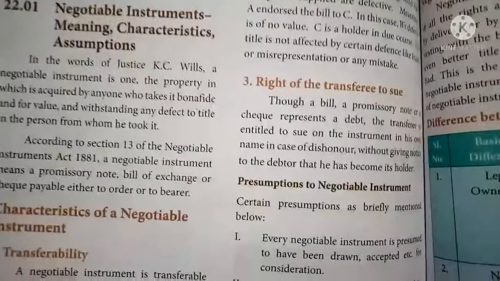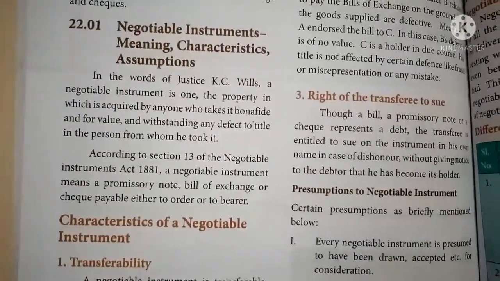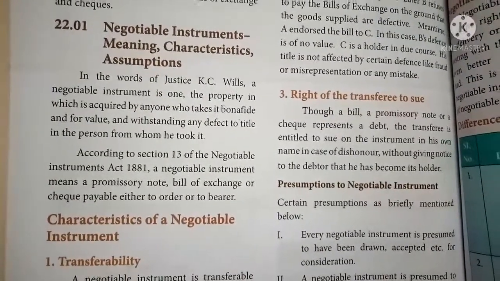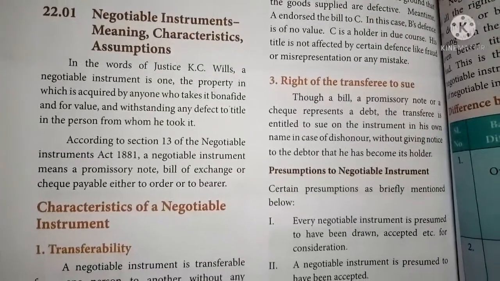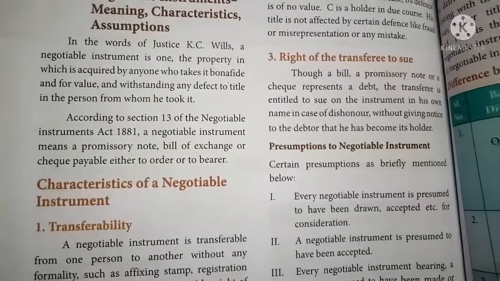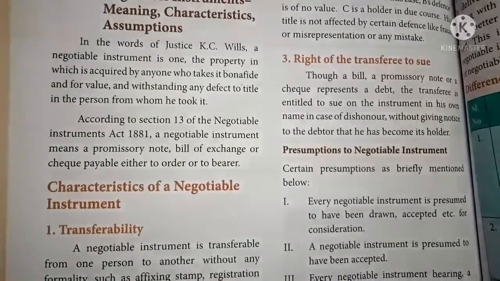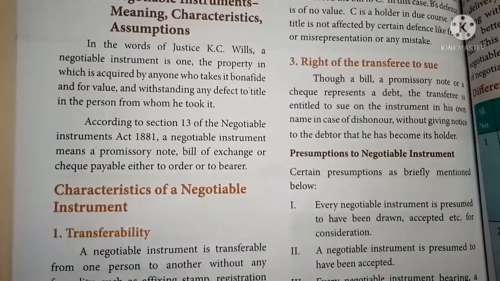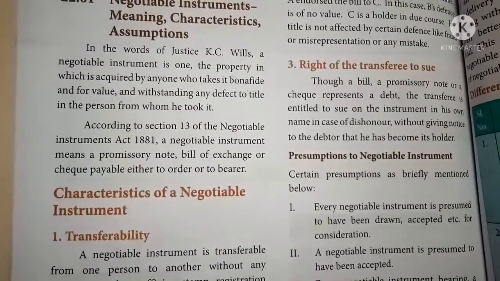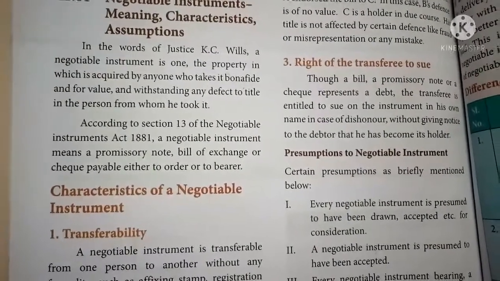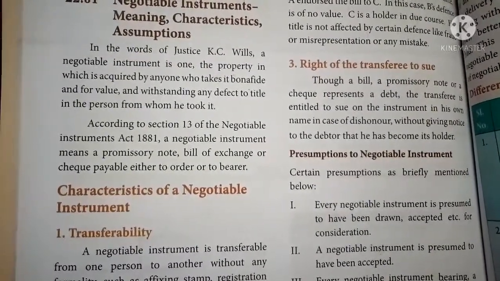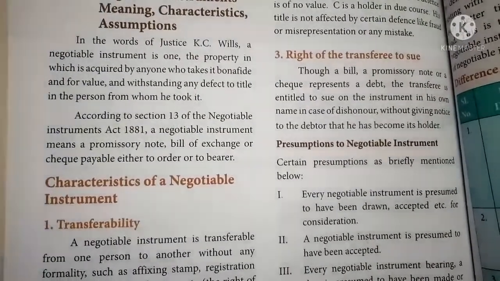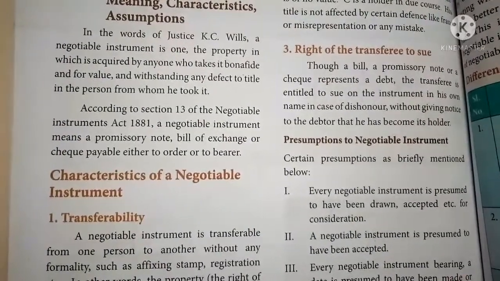The next one is the right to sue. Though a bill, promissory note or cheque represents a debt, the transferee is entitled to sue on the instrument in his own name in case of dishonour. So if any bill of exchange, cheque or promissory note is dishonoured, the transferee has a right to sue to claim the amount of the bill, without giving notice to the debtor that he has become its holder.